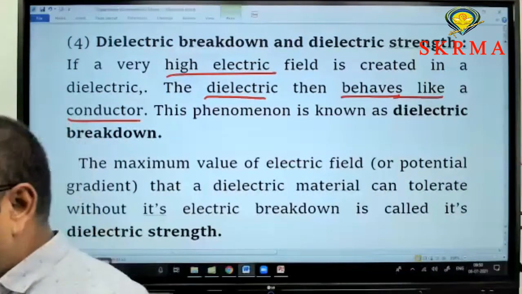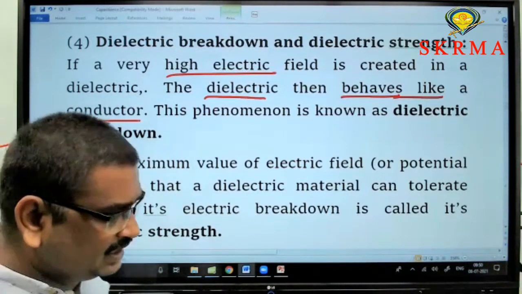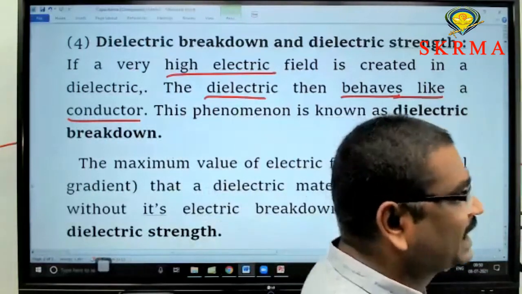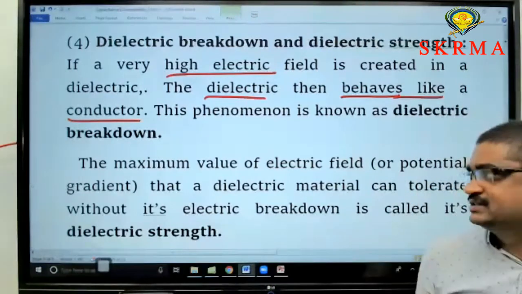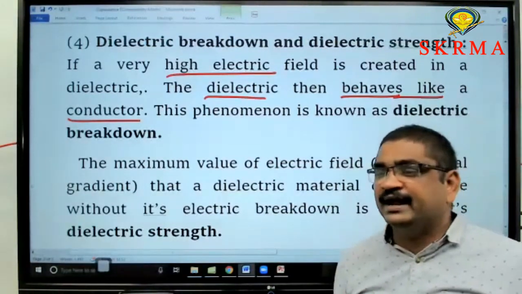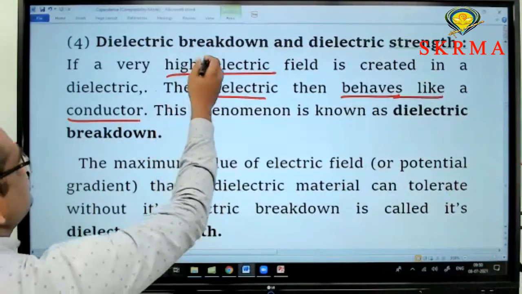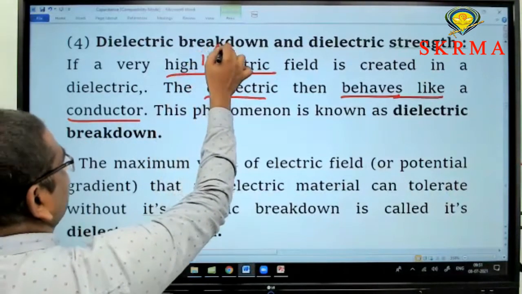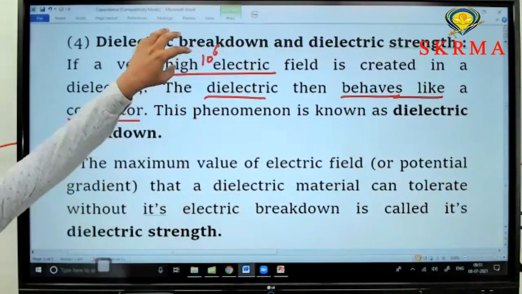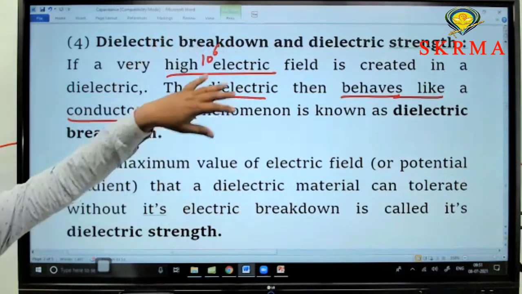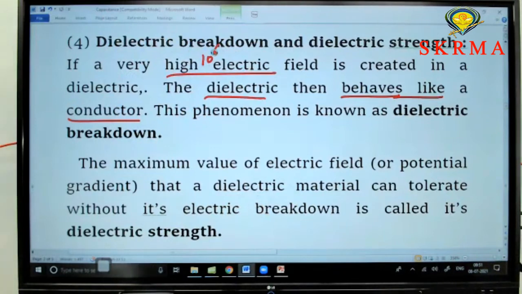So what is meant by dielectric breakdown? For high electric fields, the dielectric behaves as a conductor. That process is known as dielectric breakdown. What is the order of high electric fields? Of the order of 10 power 6 volt per meter. If you apply an electric field of this value, then the dielectric may behave as a conductor. That is called dielectric breakdown.